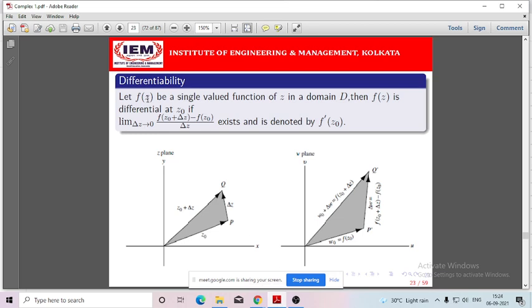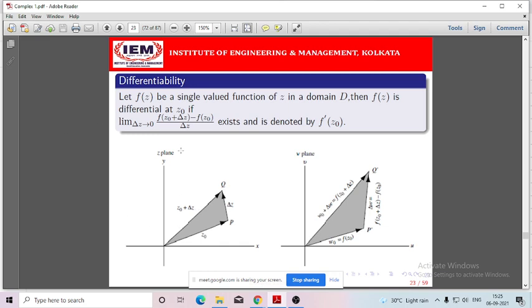Then I'm moving to the derivative of a function of complex variable. So here, if it is a single valued complex function defined in the domain D, we want to find the derivative of this function at the point z0. So what is the significance? You know that we can't actually identify all the four variables that we use to identify a function of complex variable simultaneously.